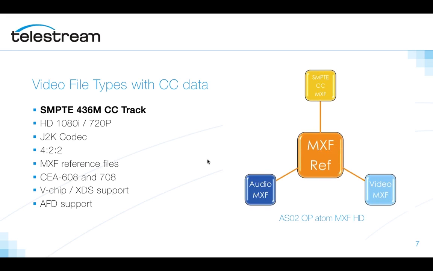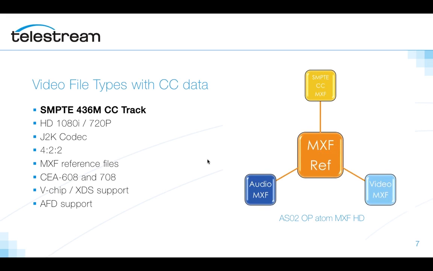You have different MXF files in different folders in a reference MXF. One of the MXFs is actually just the captioning. It's an MXF that just contains a SMPTE 436M CC track, and it links to the rest of the video. And just like the XDCAM variety of MXF OP1A, it has a variety of different data inside of that track, including 608 data and V-Chip and XDS.